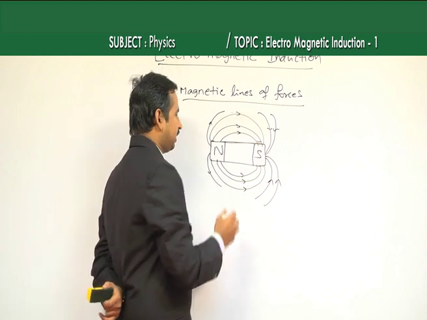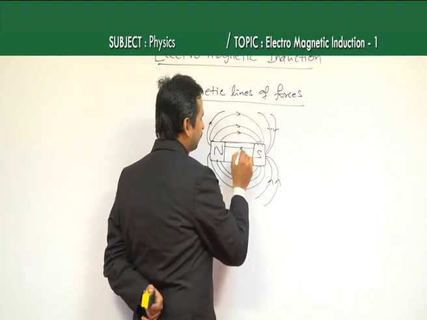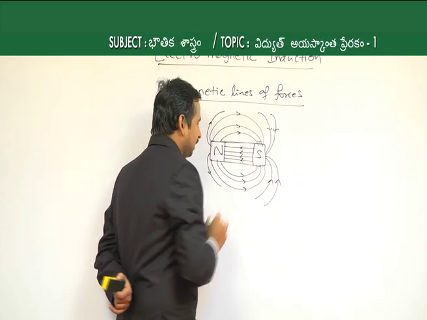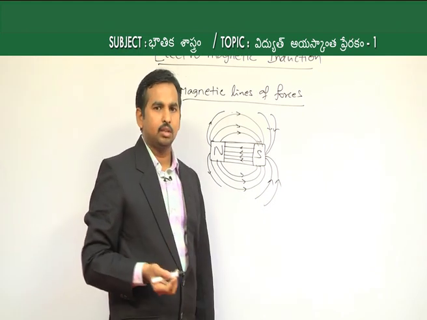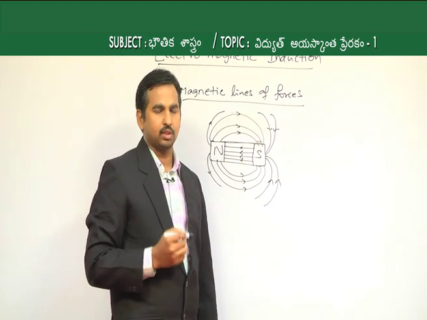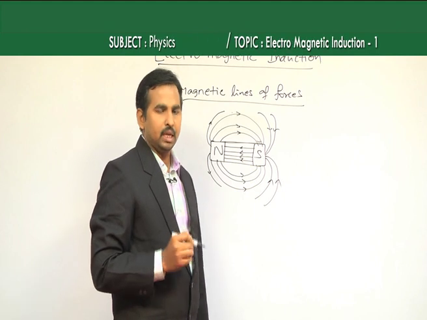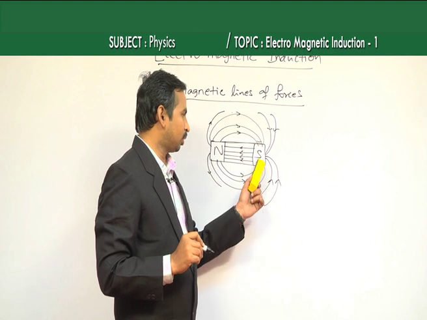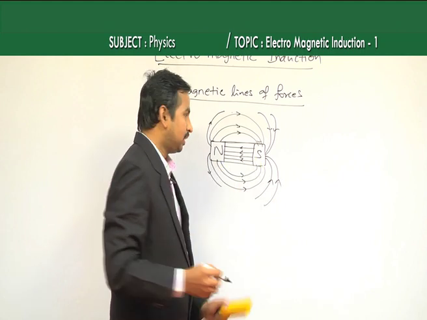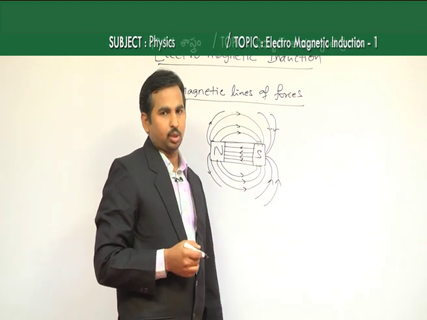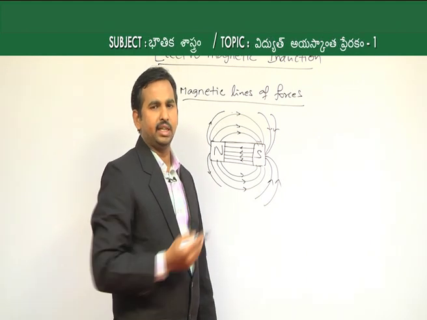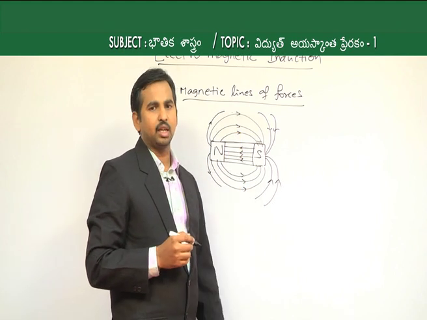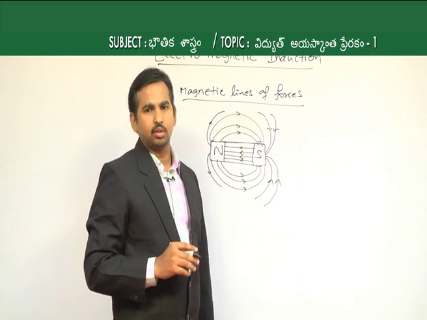But inside the magnet, these magnetic lines of forces go from the south pole and end on the north pole. Outside the magnet, the lines go from north pole to south pole, whereas inside the bar magnet they go from south pole to north pole, which means a line of force started from the north pole finally ends on the north pole again. That is why we say magnetic lines of forces are closed curves.